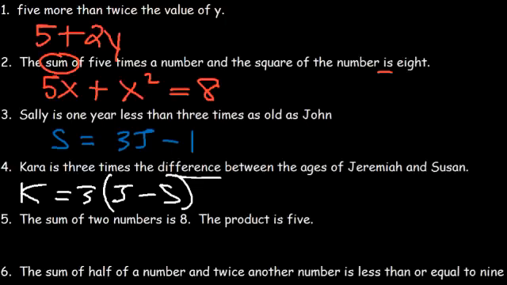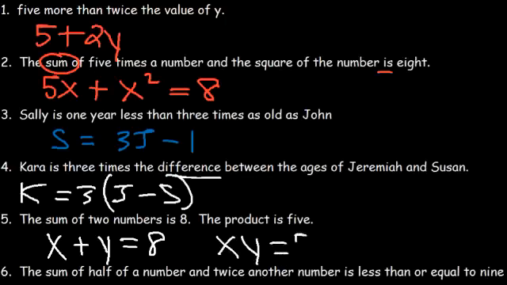The sum of two numbers is 8. Let's say the two numbers are x and y. Sum means addition. And then the product, which means multiplication, is 5. So xy equals 5.